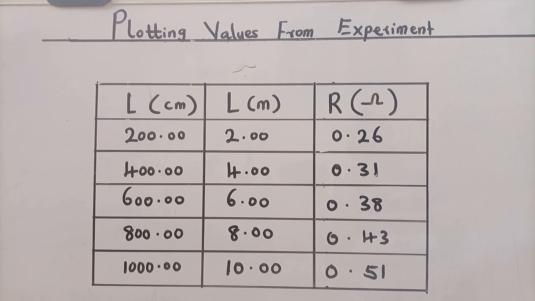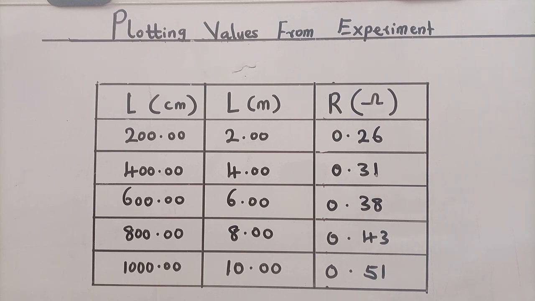When the length of the wire is to be measured in meters, we convert this centimeter to meter so that 200 centimeters will give us 2 meters. Please be sure that you know how to convert centimeters to meters. 400 centimeters will give us 4 meters. 600 centimeters will give us 6 meters, and so on and so forth. Again, this is a summary of his findings.